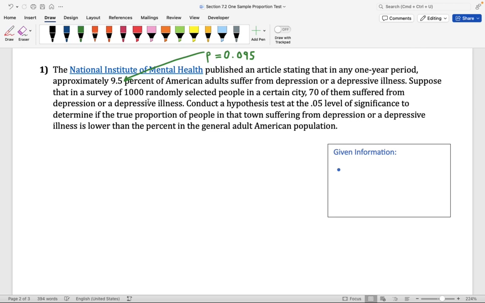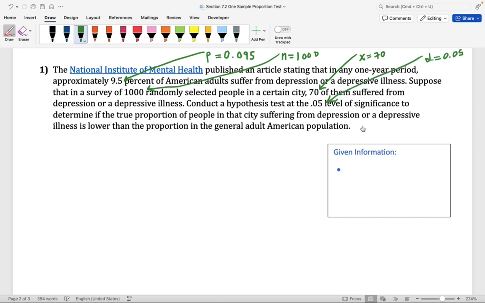Suppose that in a survey of 1,000 randomly selected people in a certain city, 70 of them suffer from depression or a depressive illness. Here we have the sample size being 1,000, so N is equal to 1,000. And then the number of successes is 70, so X is equal to 70. This is the number of people that said, yes, I suffer from a depression or a depressive illness. Now, we're going to be conducting a hypothesis test at a 0.05 level of significance. This is our alpha level.